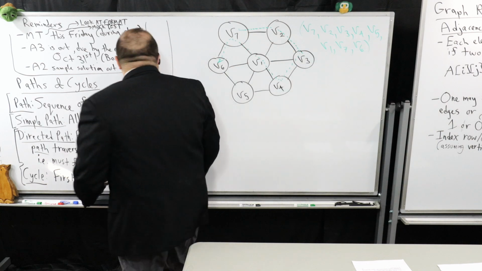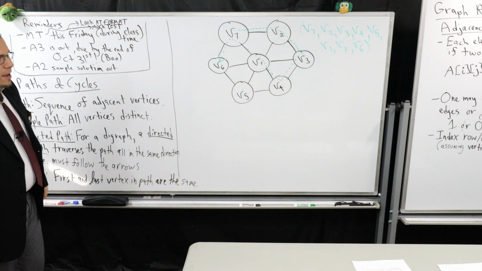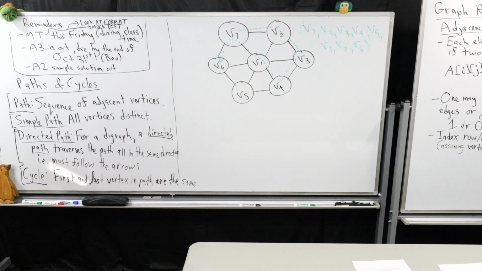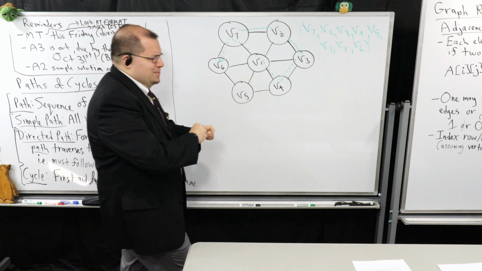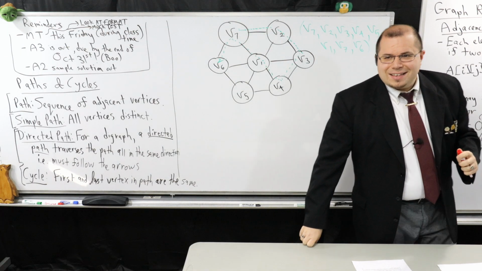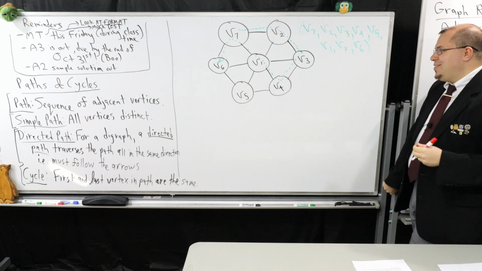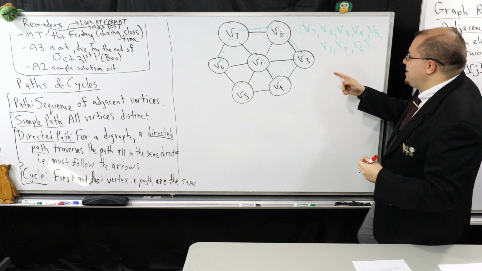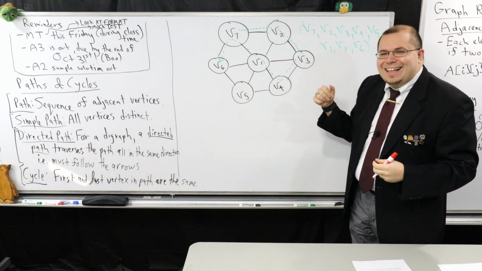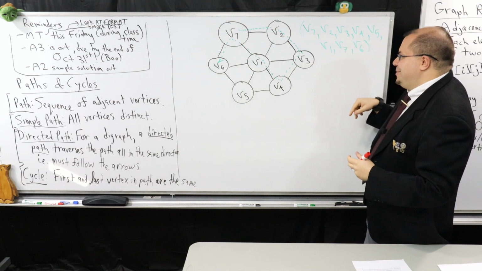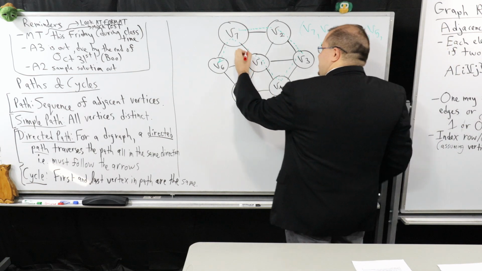Now, as I mentioned, a simple path is simply a path where all the vertices are distinct. So a question for you. Is this a simple path, the one I just described here? Can somebody tell me yes or no? No, of course not. I revisited V7 here. This is not simple.